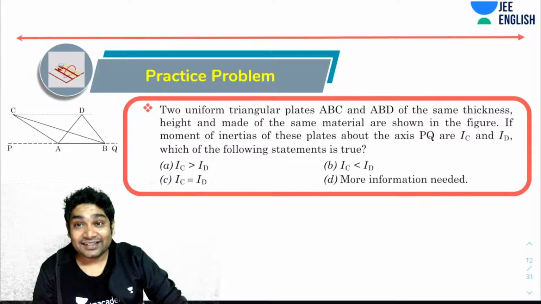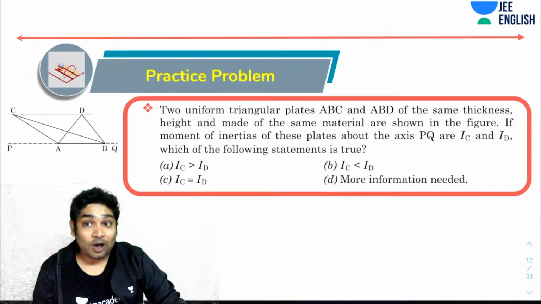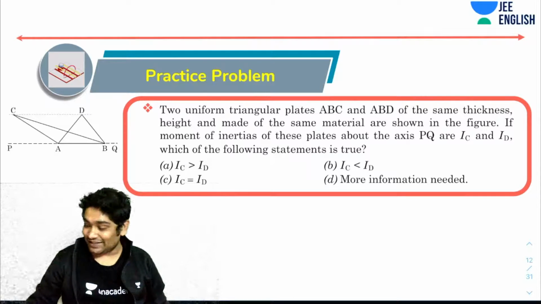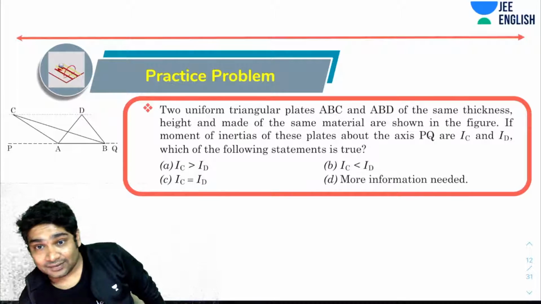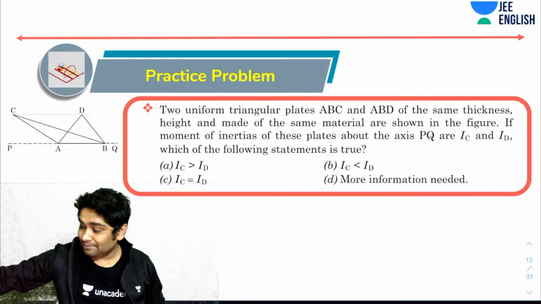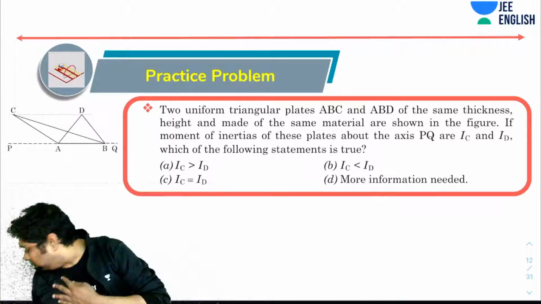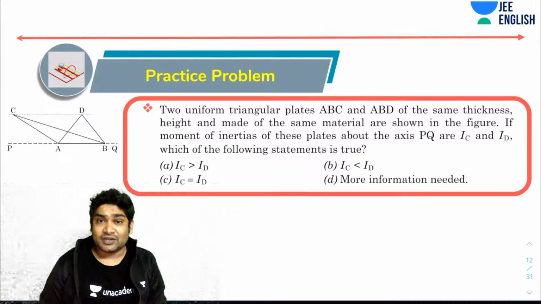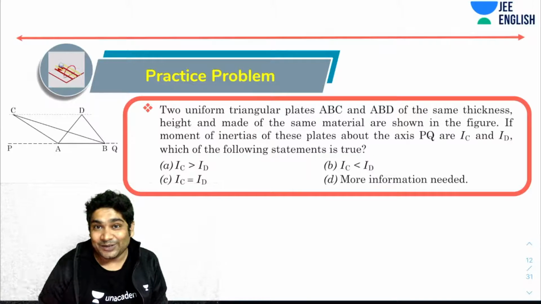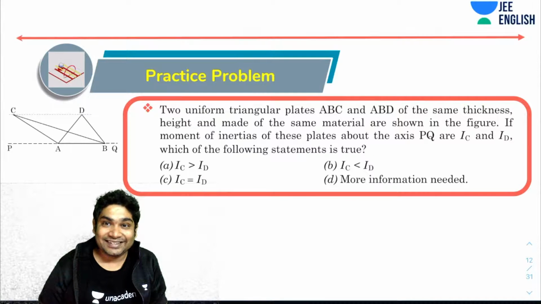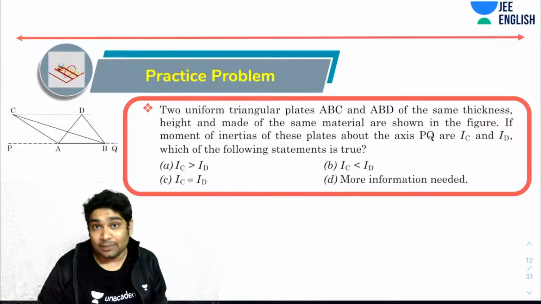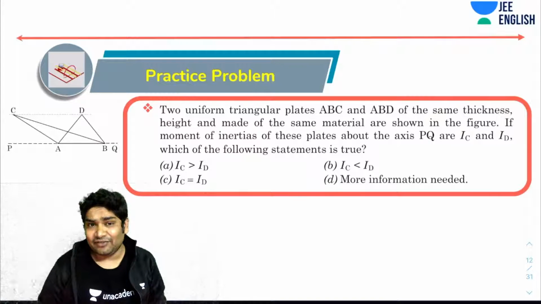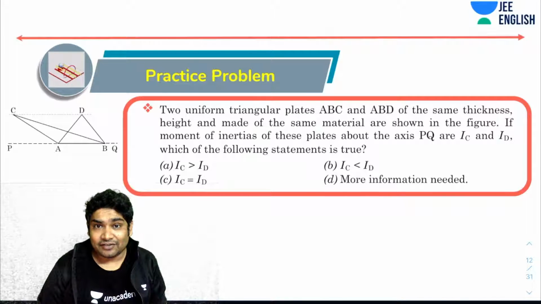All right. Now, IC equals ID, or D, more information is needed. Which one of the following options do you think is correct? Let's see. Why don't you guys give it a try? This is an interesting situation, okay? You don't know the actual dimensions of the two plates. All you know is that the base is common and the height is same. Let's see what you can determine from that. Do you think that's enough information, by the way? I think that's enough information to judge the answer.